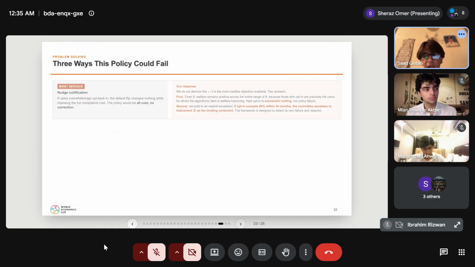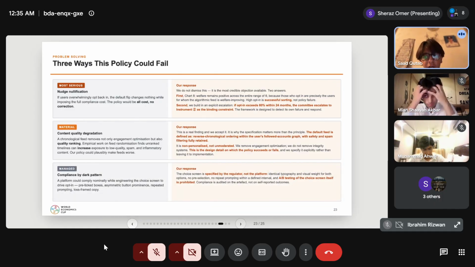Next slide, please. Three objections were further raised. First, that a chronological feed may increase low-quality content. So safety and spam filtering are still retained while engagement-based ranking is removed. Second, platforms could manipulate the choice screen, so regulations require visual prominence for both options and ban repeated prompts. Finally, to prevent the policy from remaining indefinitely, it includes a 5-year sunset clause with a scheduled review.